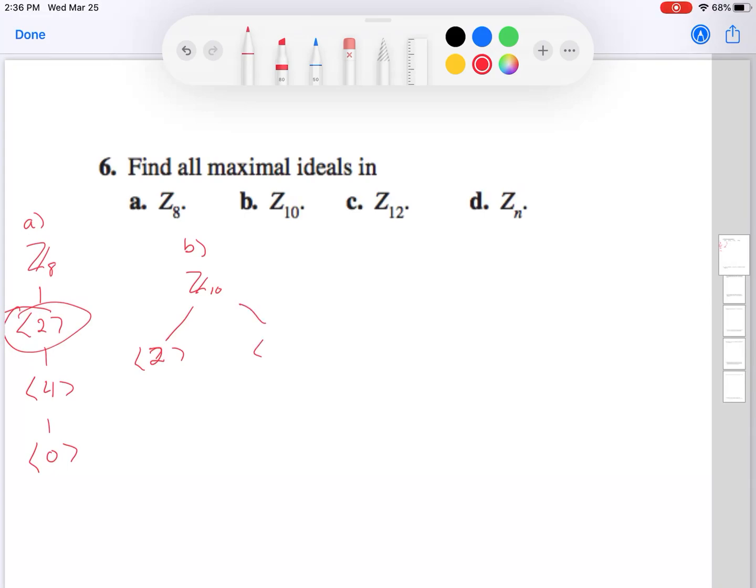Z10. We'd have 2 and 5, and then 0 down here. So maximal would be 2 and 5.